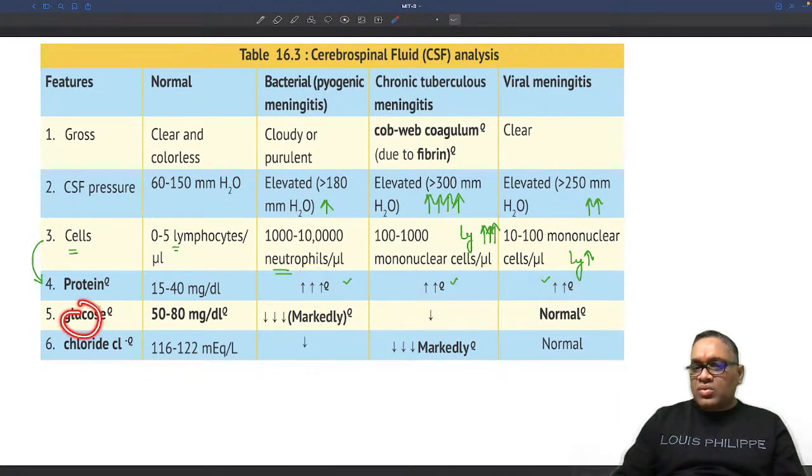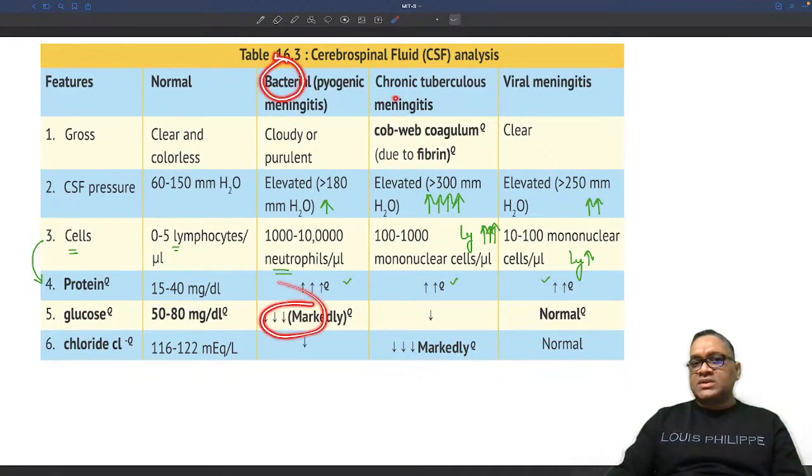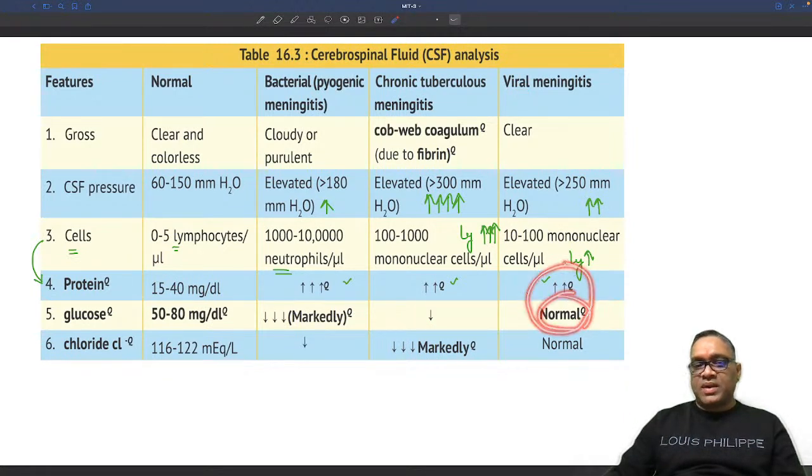But when we talk about glucose, glucose is normally 50 to 80, but it is markedly decreased in bacterial meningitis. It will have a severe reduction. Whereas in chronic TB meningitis, it will be mildly decreased, and in viral meningitis, it will remain normal. So that is what I said. These two parameters, protein and glucose, are very often asked in exams. Whenever the examiner says that protein is elevated and there is a normal glucose level, you have to think about viral meningitis. That was the question also.